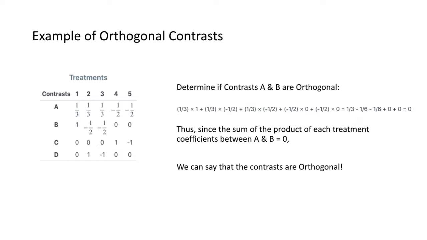So here we have an example of an orthogonal contrast. You can see here on the left-hand side, we have four different contrasts at 5 levels each. If we want to determine if contrasts A and B are orthogonal, we will sum the product of each treatment coefficients between A and B. So what does this look like? This looks like multiplying 1/3 times 1, 1/3 times negative 1.5, and so on and so forth, and summing them together. Here we can see from the calculation that I did that they do indeed sum to zero. Therefore, we can say that contrasts A and B are orthogonal.